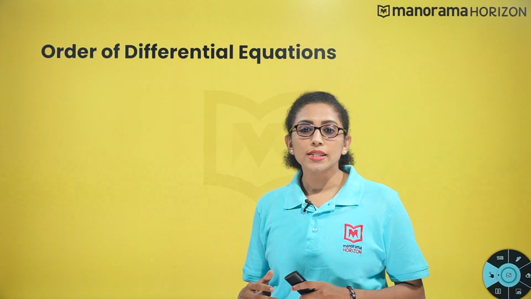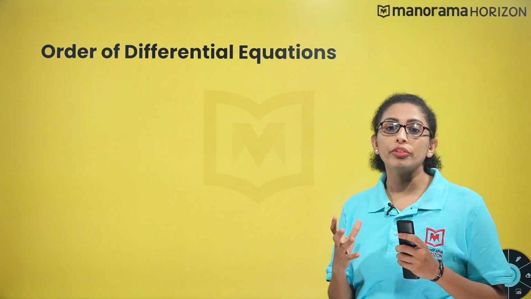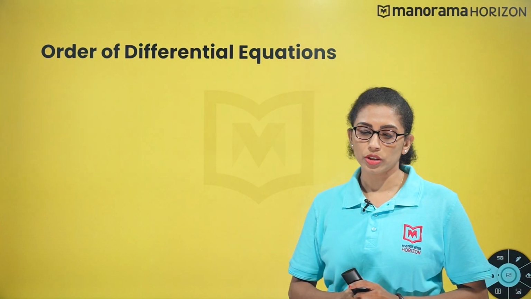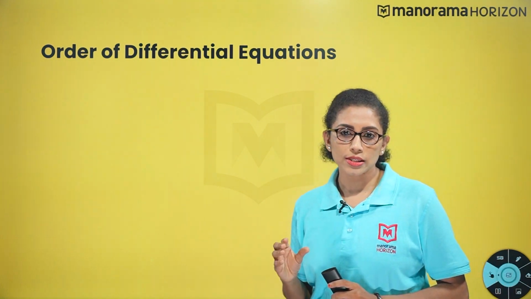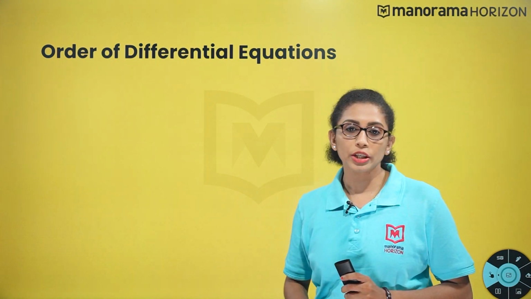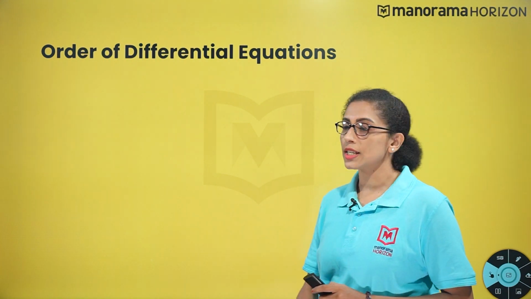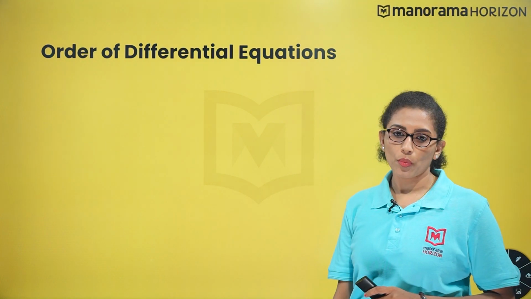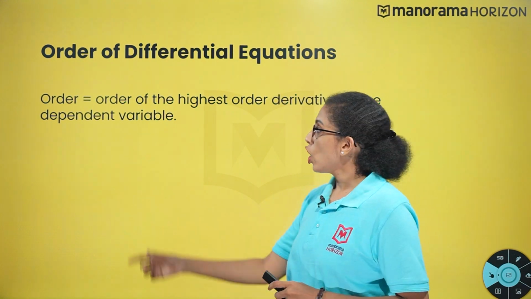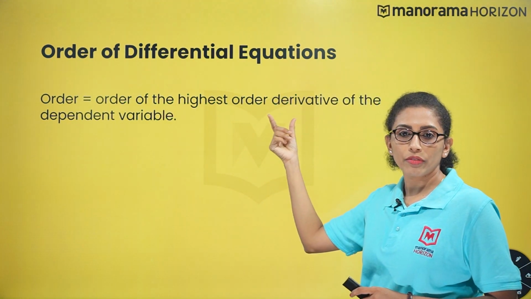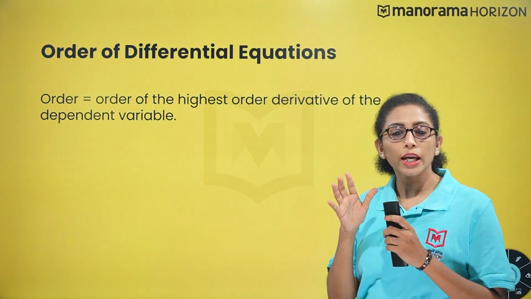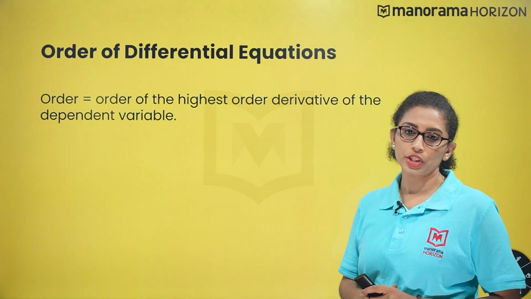Next, we will discuss another important aspect of differential equations, that is order and degree of a differential equation. When a differential equation is given, one must be able to identify its order and degree. First, we will discuss the order of a differential equation. The order of a differential equation is defined as the order of the highest order derivative of the dependent variable with respect to the independent variable involved in that given differential equation.